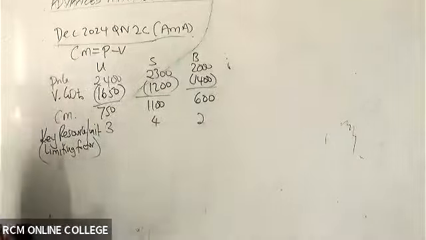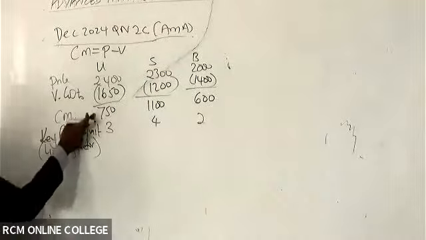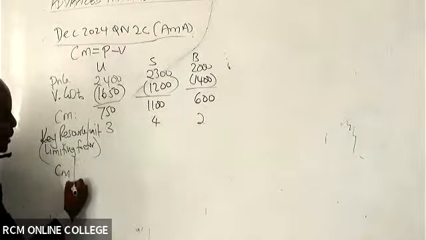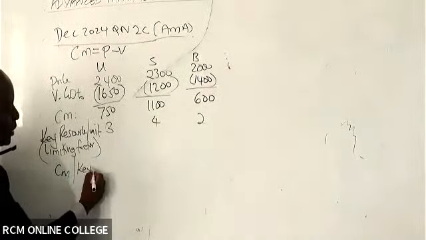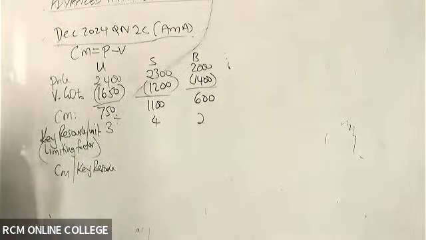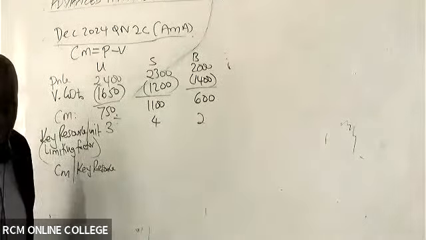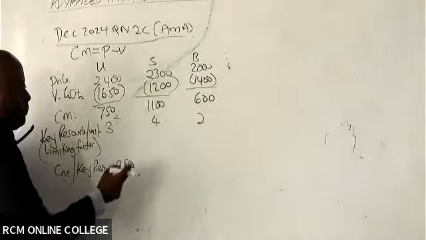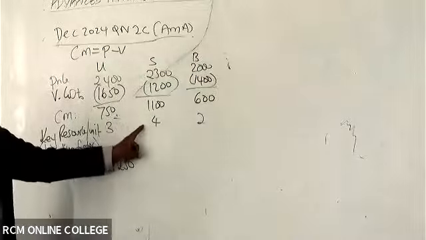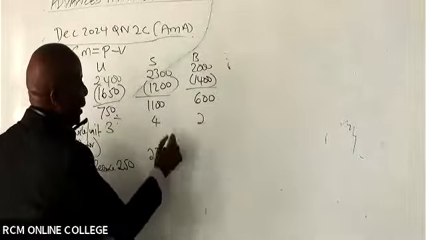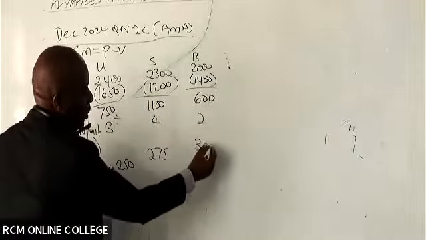Now combine the two through division to give me the CM per key resource. So 750 divided by 3 gives 250. 1,100 divided by 4 gives 275. And lastly, 600 divided by 2 gives me 300.